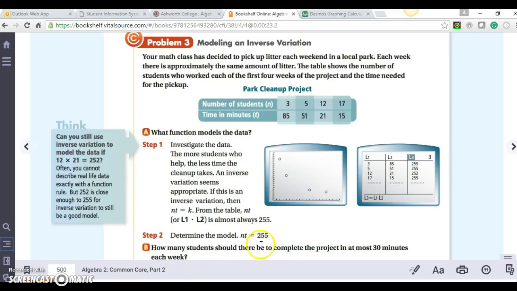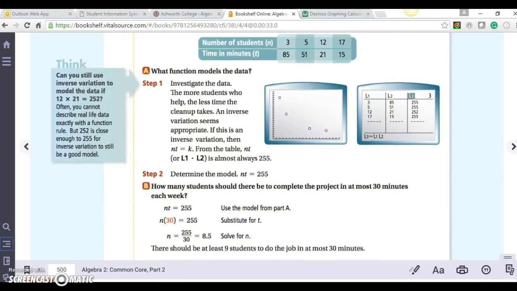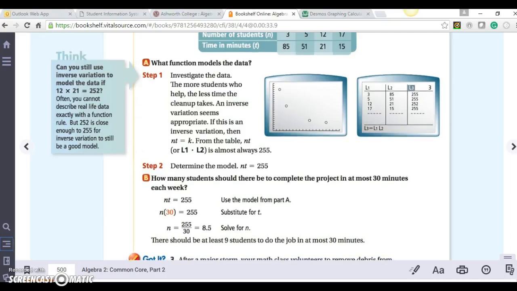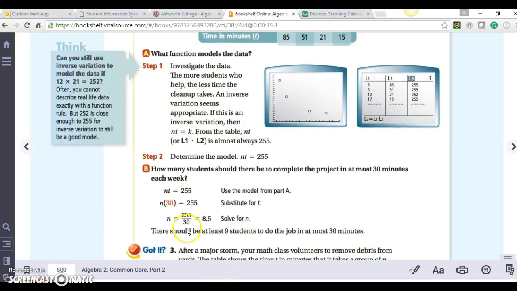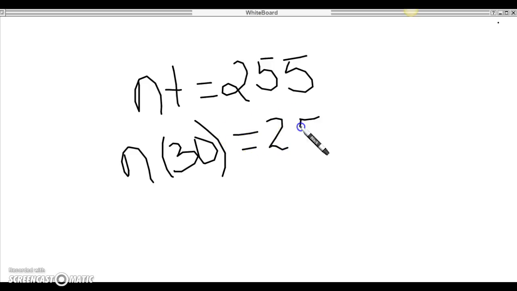Alright, how many students should there be to complete the project in at most 30 minutes each week? So we know N stands for the number of students and T is for time, and we know that we have 255. So we're going to plug in 30 for our time and see how many students that would be. So number of students times 30 minutes equals 255.